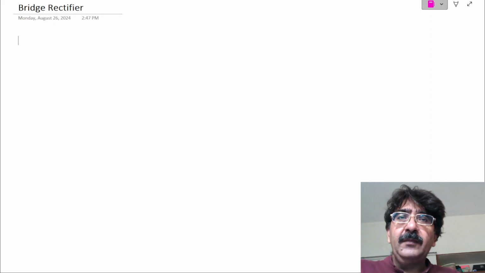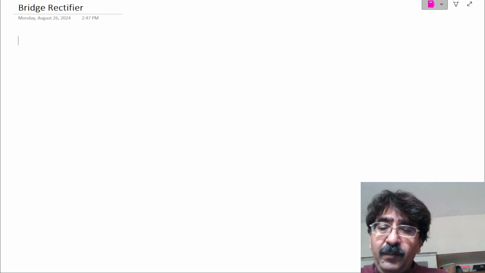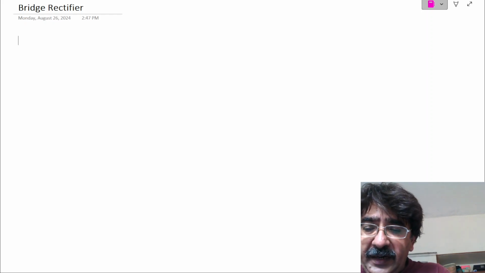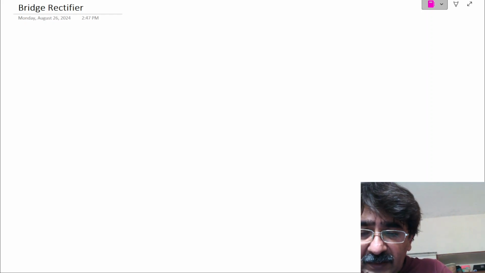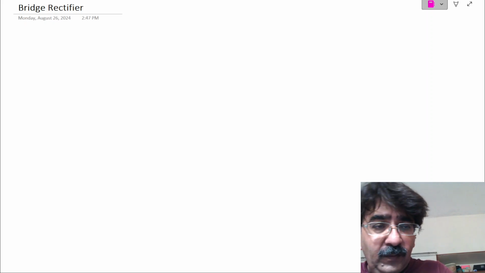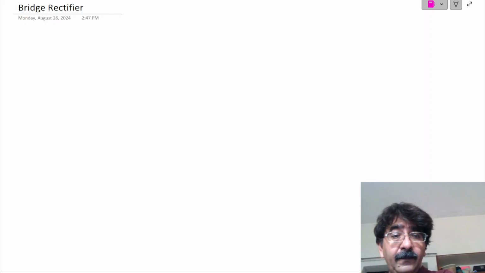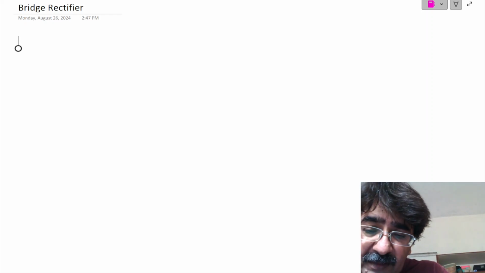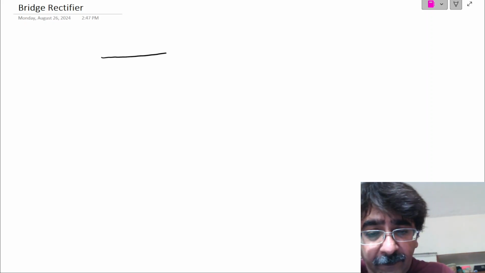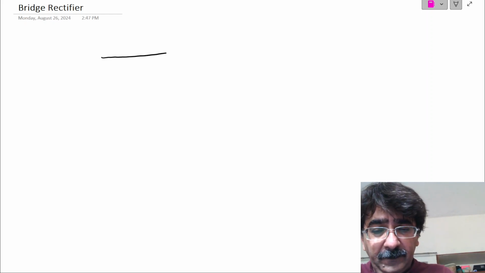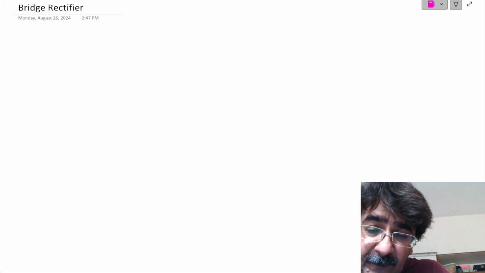Today I will discuss the difference between the center tap transformer and the simple transformer used in this bridge rectifier, and also explain two circuits which are actually the same but look a little bit different. I will draw both circuits, their equivalent diagrams and their working.